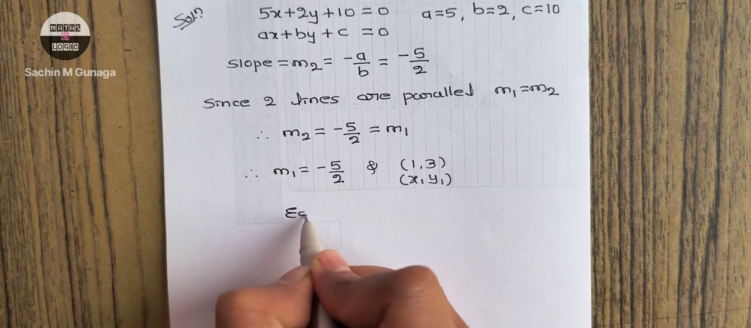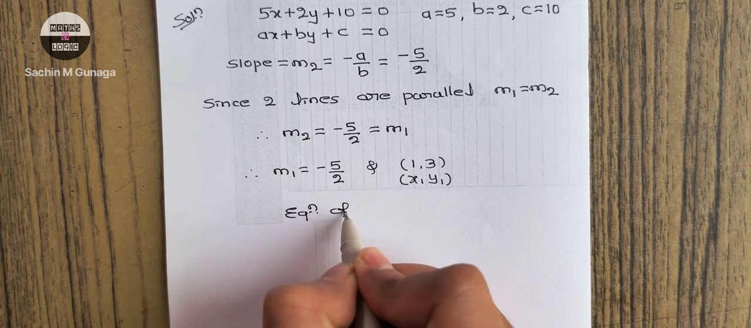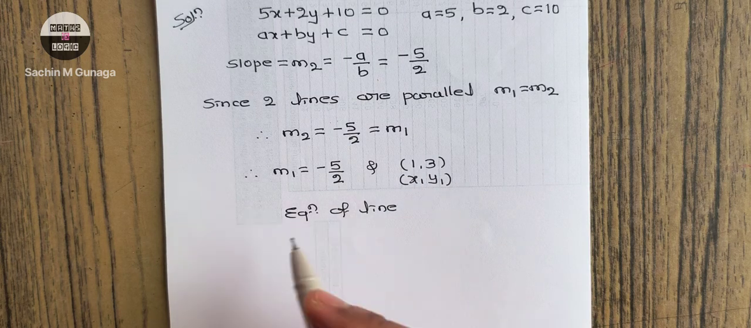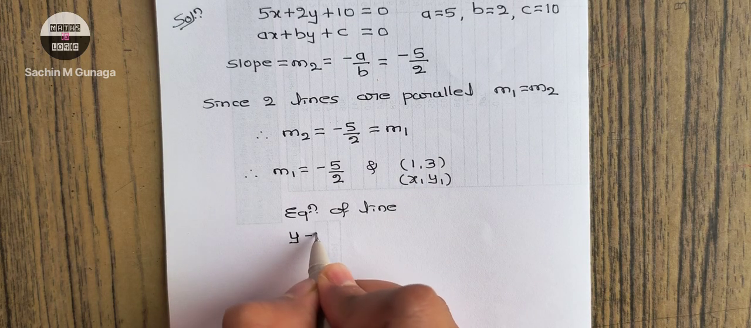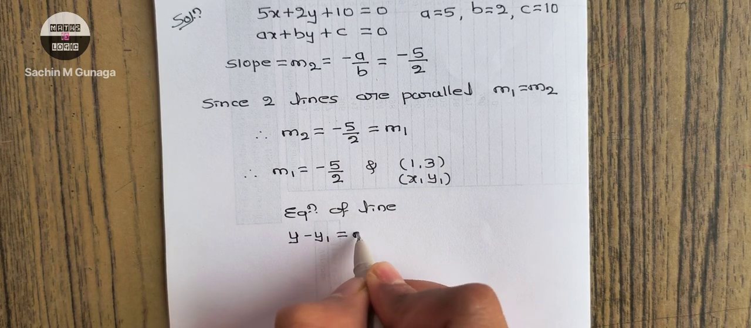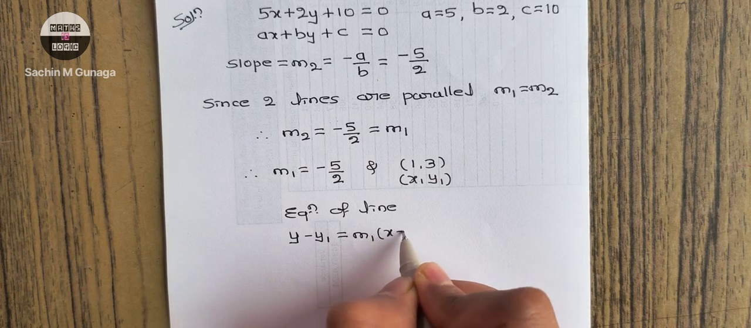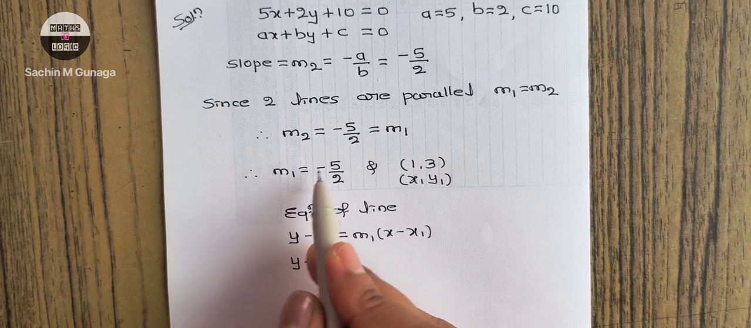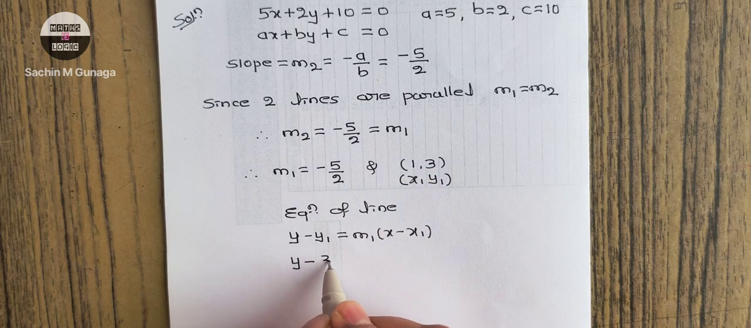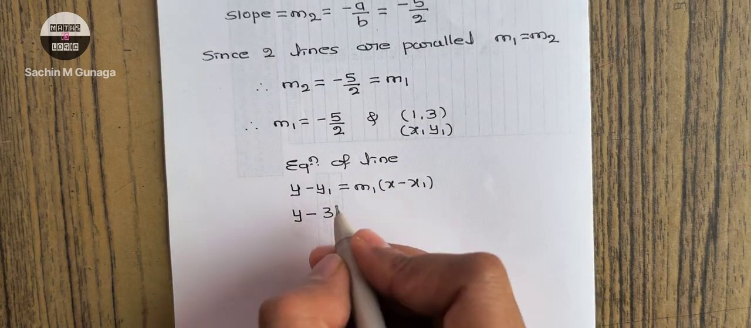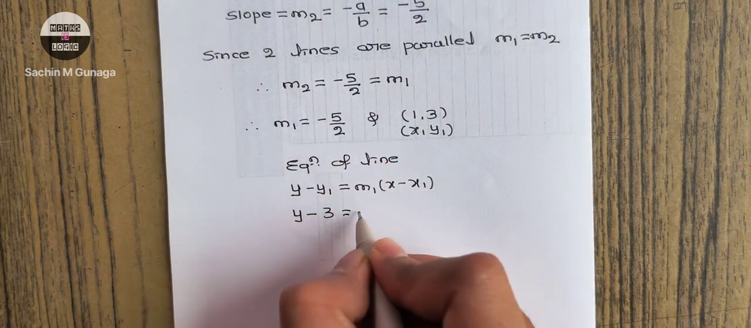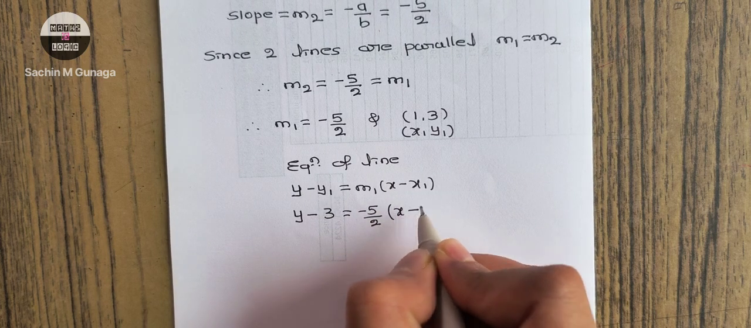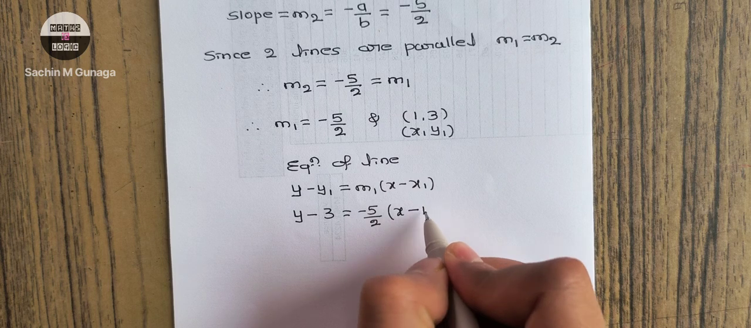Now, for the equation of the line, here we are going to use the one point formula. So what is that? y minus y1 is equal to m1 into bracket x minus x1. So next, y minus y1 is 3, is equal to m1 is minus 5 divided by 2 into bracket x minus x1 is 1.